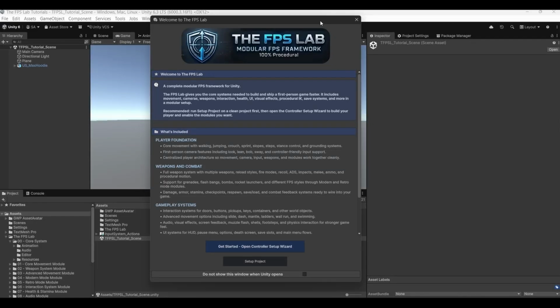So what is it and what is it not? The FPS Lab is a 100% procedurally animated modular FPS framework. And what that means is there's no animations required to use this, which is awesome, but it also means that it is a modular framework which allows you to use all of the features or some of the features without causing them to break, as they work on event-based systems instead of references. So everything is tied in, but not hard-coded, so you can disable things without breaking the rest of the game.